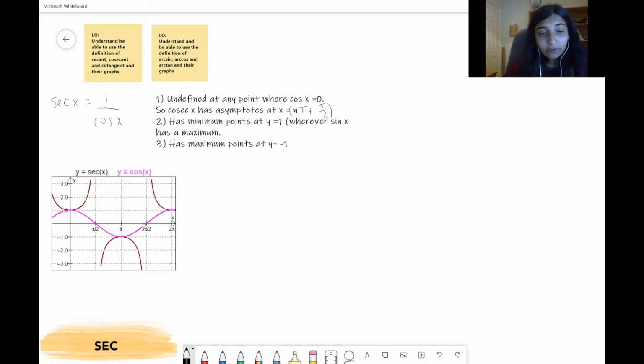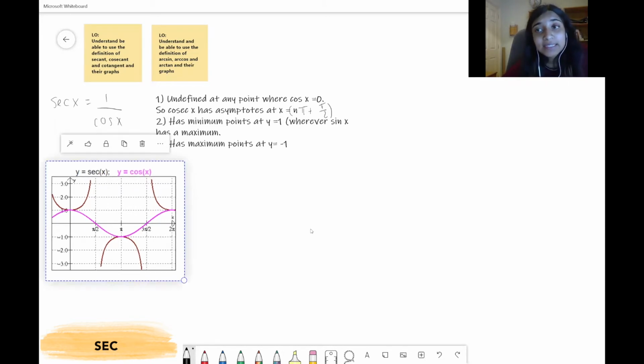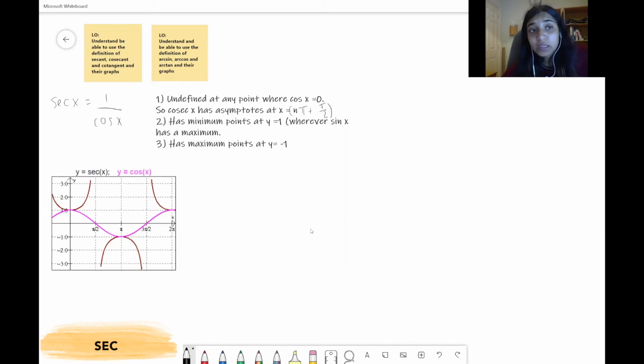pi over 2 and 3 pi over 2 here, and that's the same reasoning as for the cosec graph, because whenever you do 1 over 0 you get an undefined value. So any points where you have cos x equals 0, at pi over 2 or 3 pi over 2, these ones are just your asymptotes again.